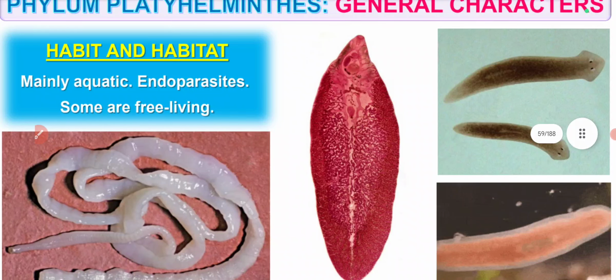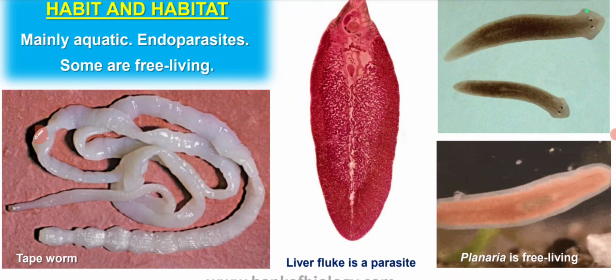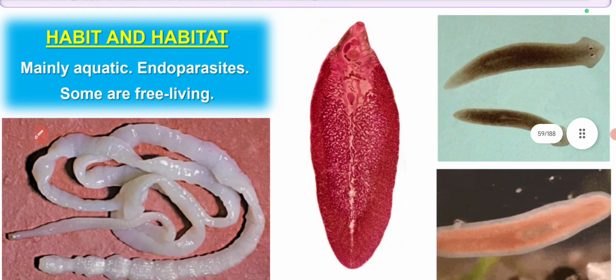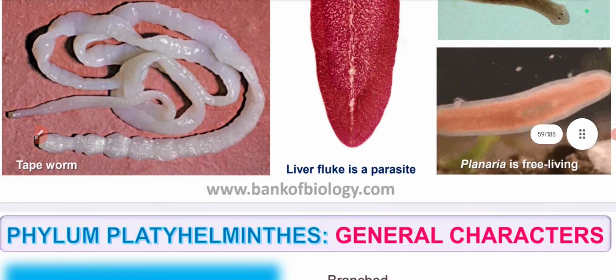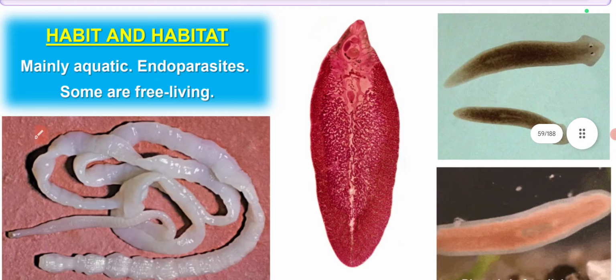Habitat: mainly aquatic, endoparasites, and some are free living. Endoparasites depend on other organisms for food and are present inside the body of the host organism. That's why they are called endoparasites. Some are free living. As you can see, tapeworm and liver fluke are parasites, and planaria is free living.